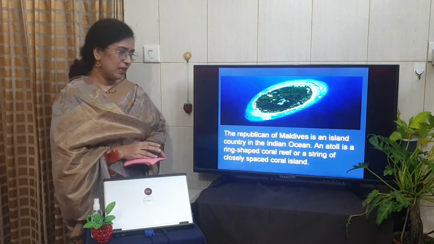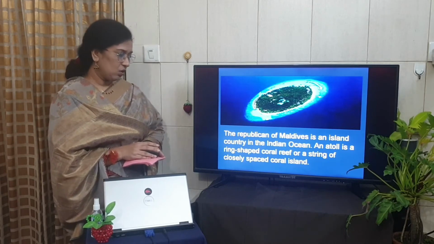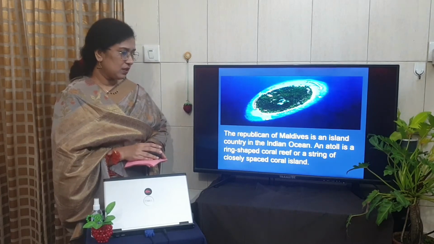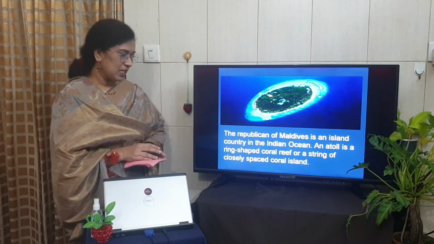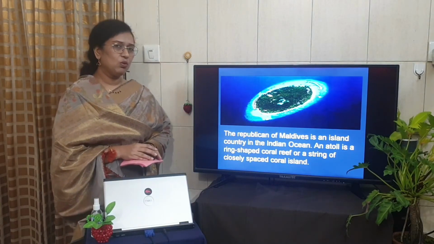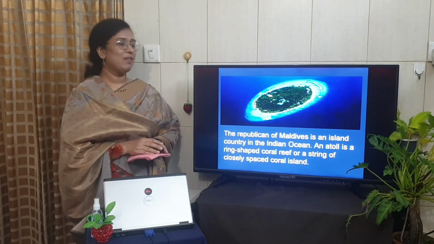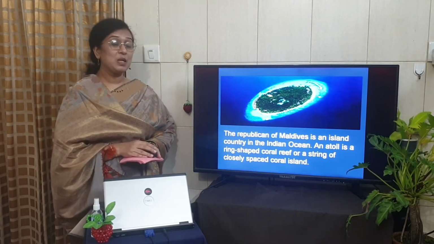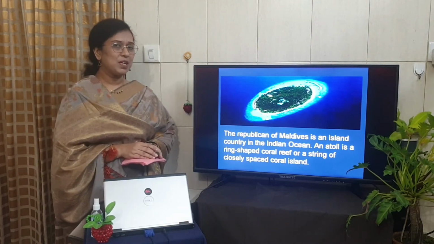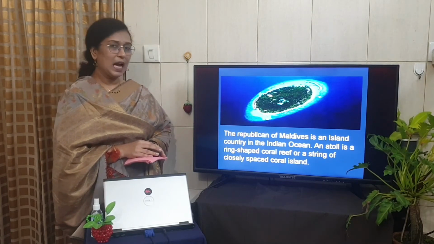The Republic of Maldives is an island country in the Indian Ocean. An atoll is a ring-shaped coral reef or a string of closely spaced coral islands. Do you know, do we have any coral island in Bangladesh? Yes, we have a coral island, and this is Saint Martin. Have you ever been to Saint Martin? It's a beautiful sight. This is a coral island.